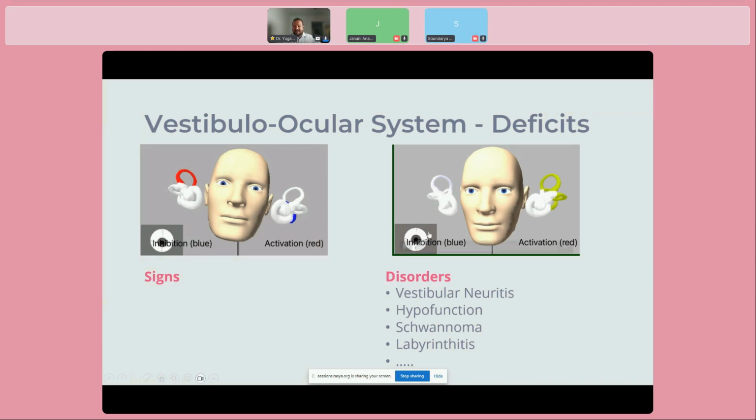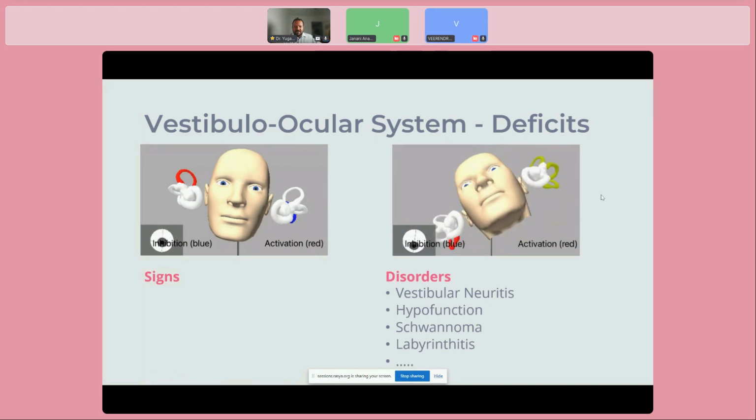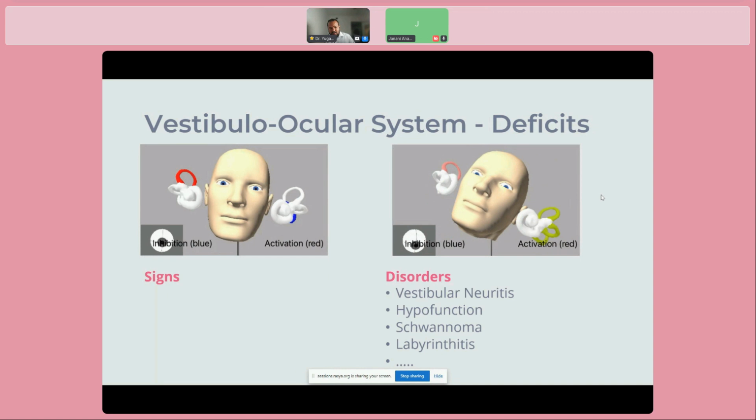But if, for some reason, many reasons, a person has a vestibular issue, now focus on the bottom left corner, you see it jiggles. It's not as smooth as a normal person. So that is nystagmus. Again, I'm not going to talk about what nystagmus is or the different types of nystagmus. We might meet another time to go over all those things.